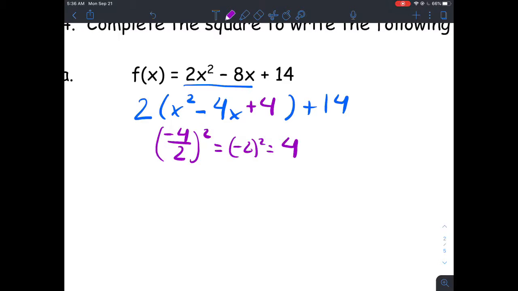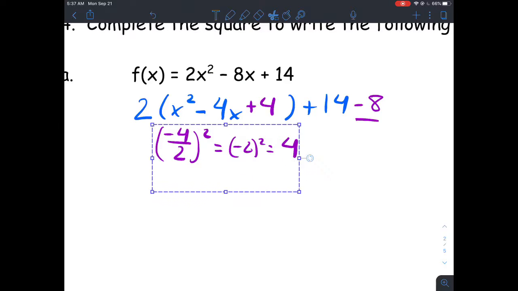But now there's an extra step. I didn't just add 4. I added 4 on the inside. But look, that 4 is being multiplied by 2. So I actually added in an 8. So to undo what I just did, I need to subtract 8. Okay? So to reiterate, because there's a 2 out in front here, I need to multiply these guys, and that's what I'm going to subtract on the outside. Before we would have just subtracted a 4. But since there's a 2 out in front, we have to subtract an 8.